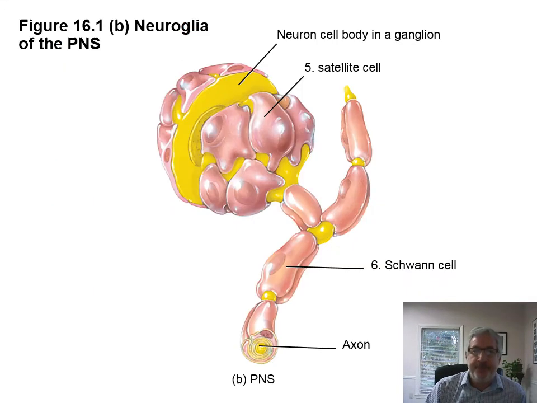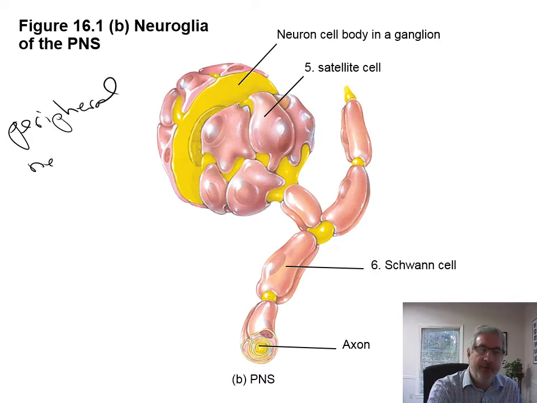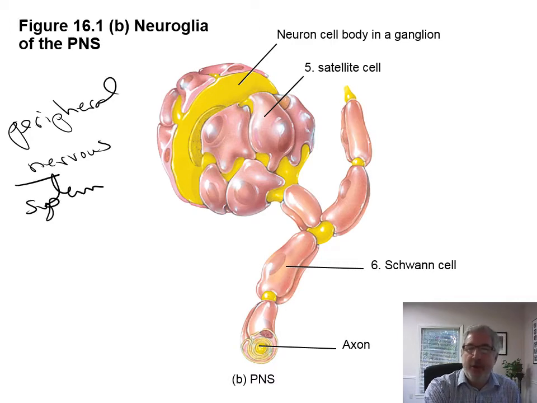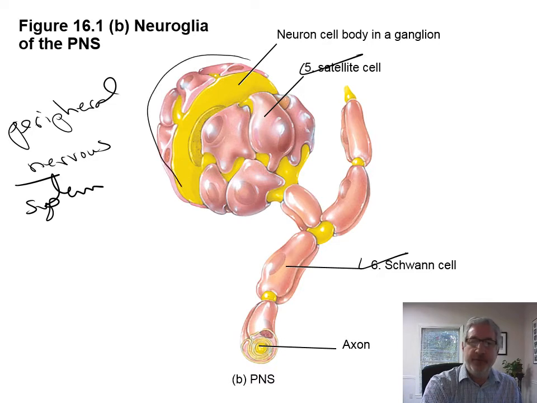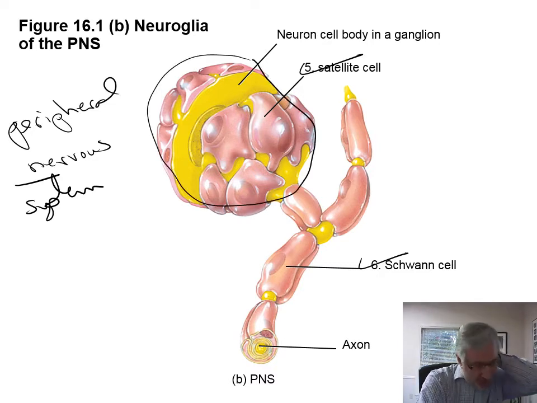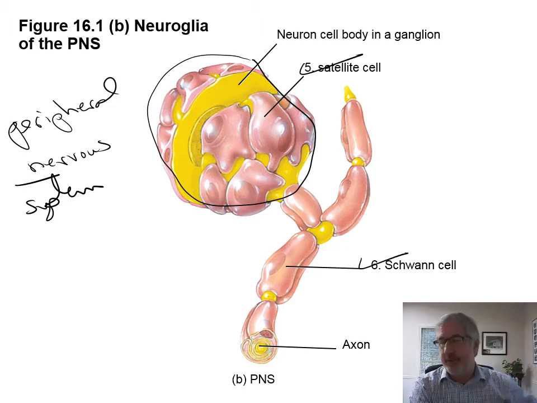Next slide. Then you have neuroglial cells of the peripheral nervous system. Okay. So you have satellite cells and you have Schwann cells. Satellite cells wrap around the neuron cell body. So all the satellite cells are all up around here, and they're just nourishing that cell body and keeping its environment around it so it's something it likes, keeping basically homeostasis around the neuron cell body.